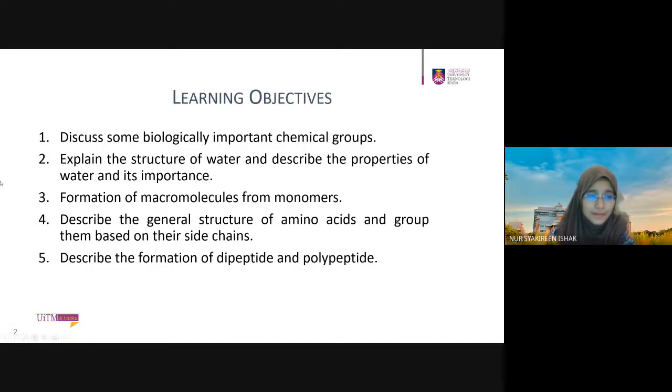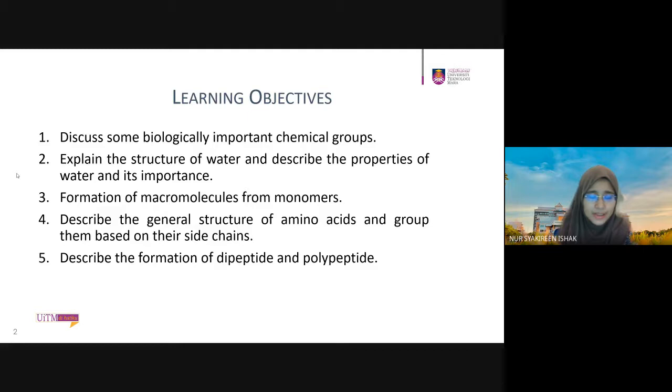And then number 2, explain the structure of water and describe the properties of water and its importance. So all of you know the structure of the water molecule, which is H2O. You should know how to draw the molecule. And for this one, we are going to look at the many properties of water and the importance of these properties of water.